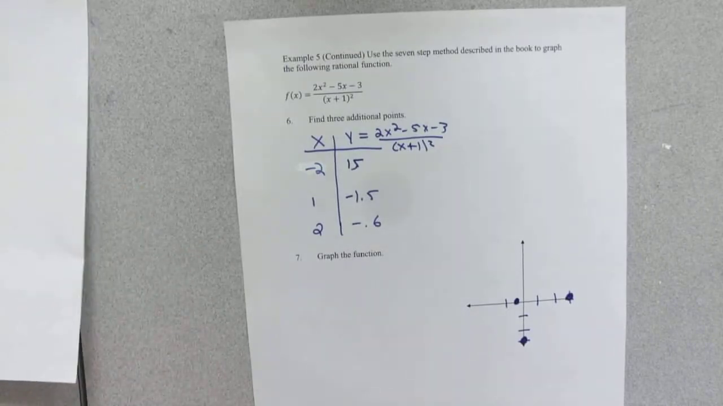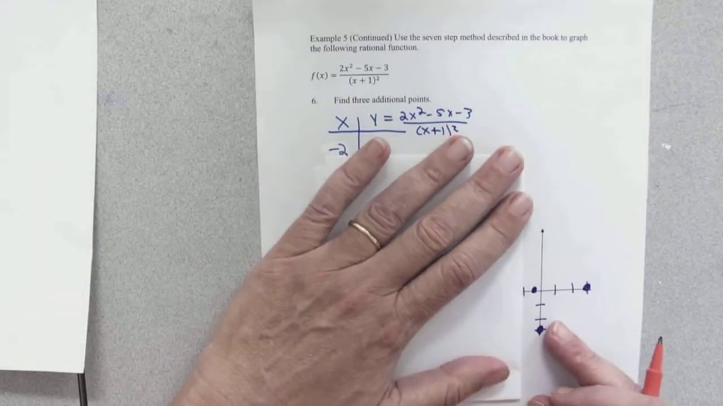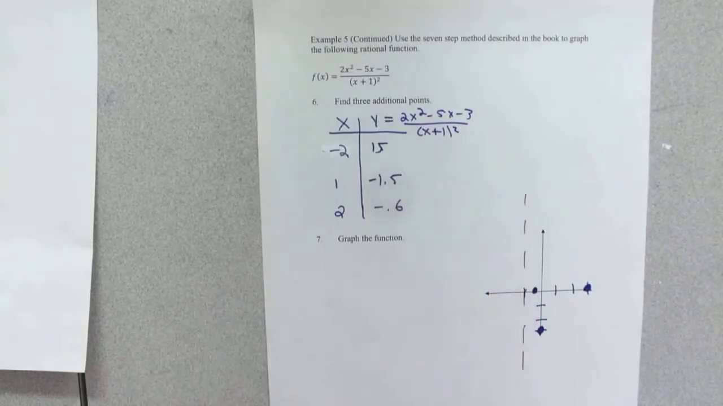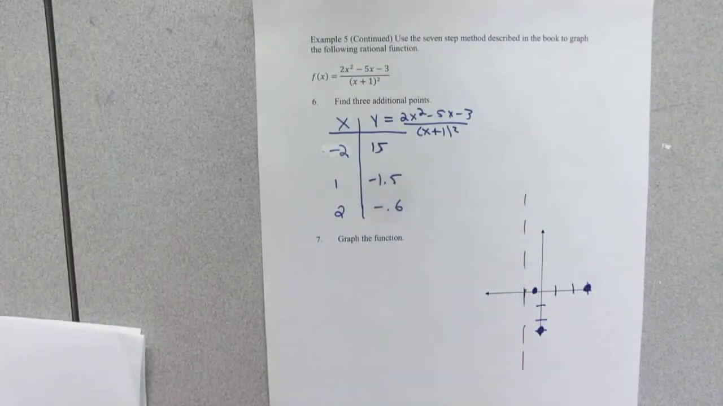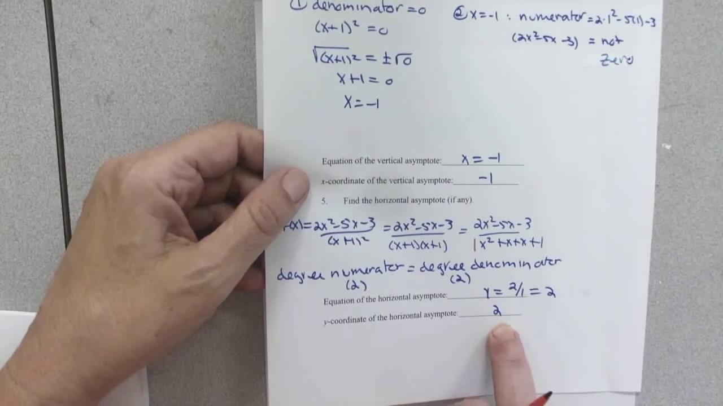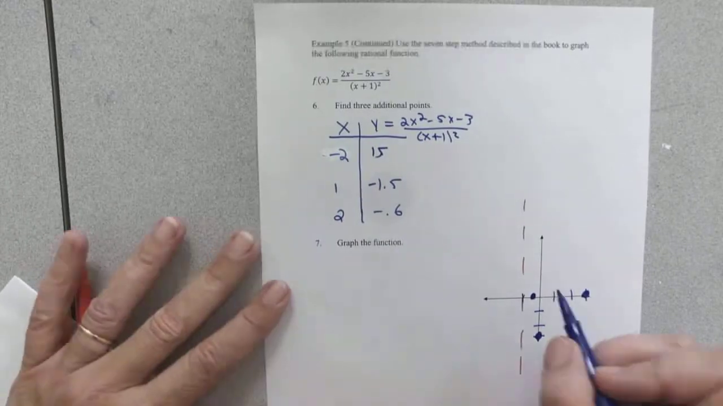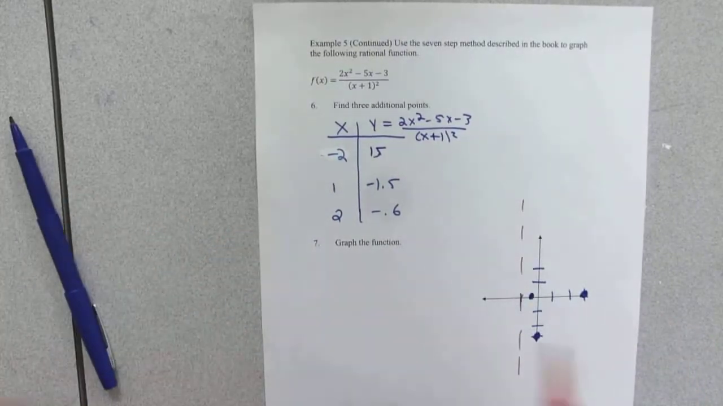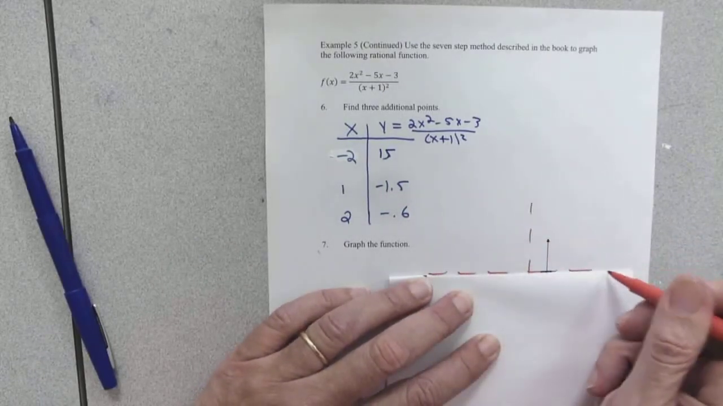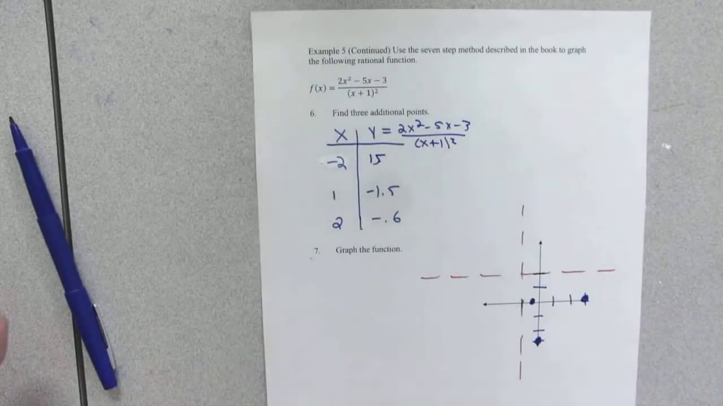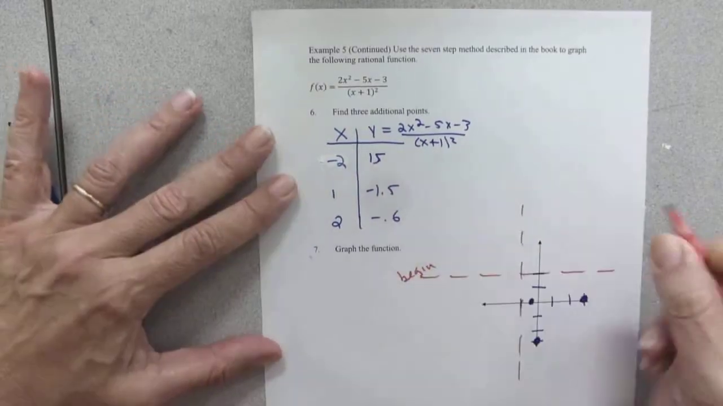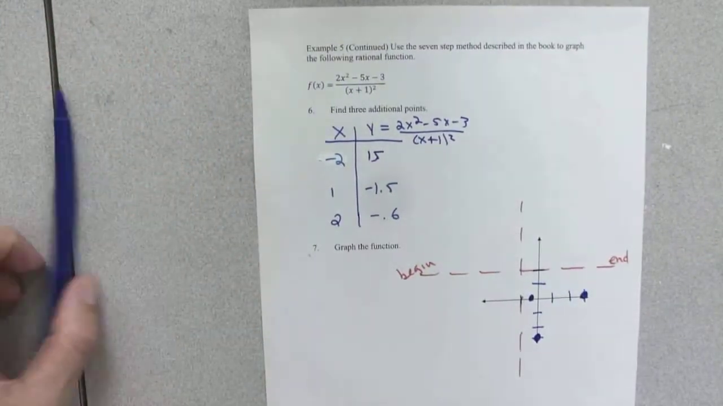So there it is. Vertical asymptote at x equals -1. So there's my vertical asymptote. And we found that there's a horizontal asymptote at y equals 2. So 1, 2. Horizontal asymptote at y equals 2. Now remember what horizontal asymptotes essentially tell you. They essentially tell you where the graph begins and ends.